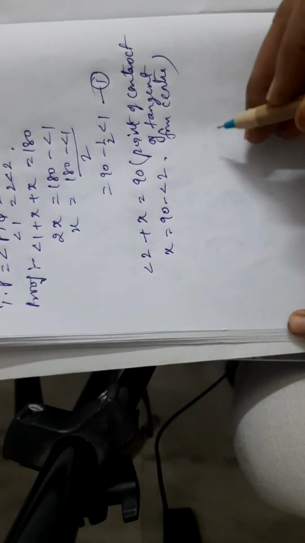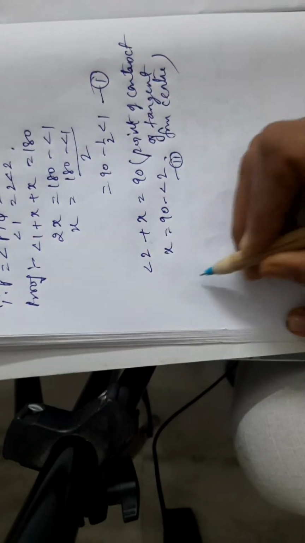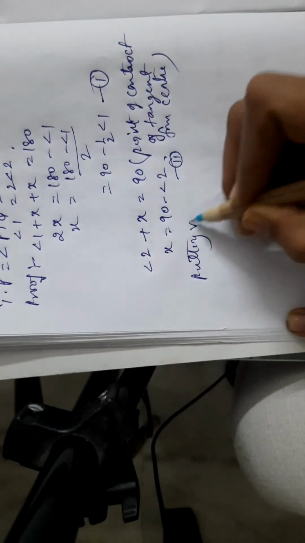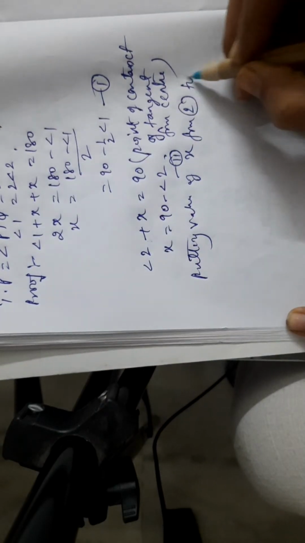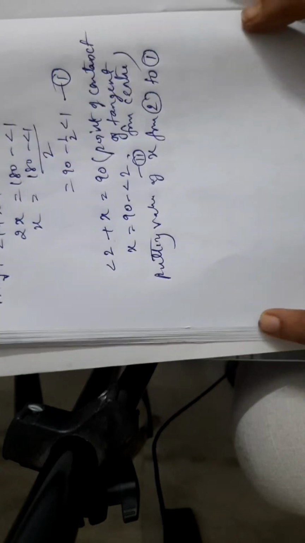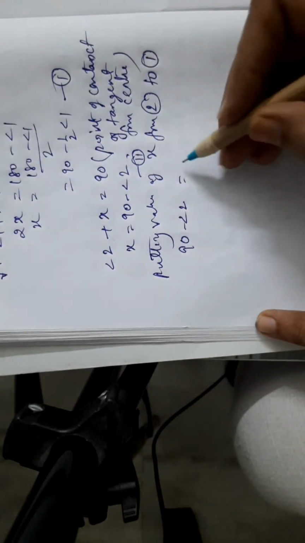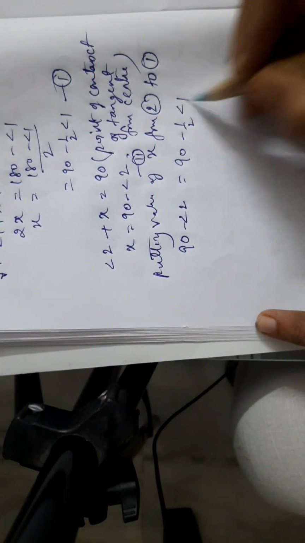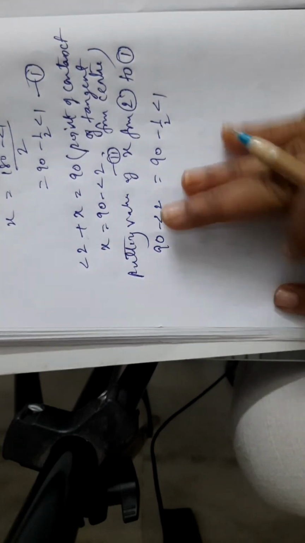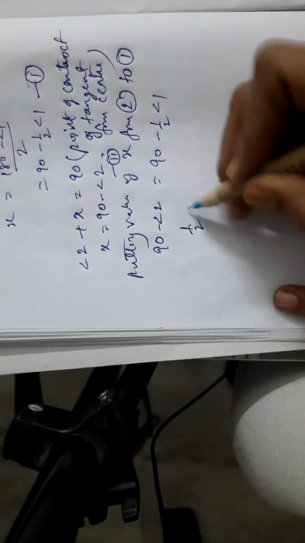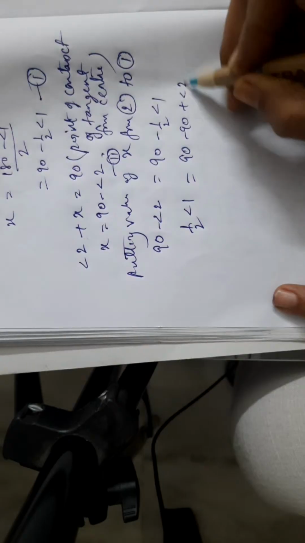So here we got all. Now replace this in equation number 1. This be equation 2. Putting value of X from 2 into equation number 1. So X is 90 minus angle 2. Now split them, that is 90 minus half of angle 1. Now shifting all together, exchange the numbers. So 1 we will be shifting here and 2 be that side. Half of angle 1, so this will become positive. 90 minus 90 plus angle 2.